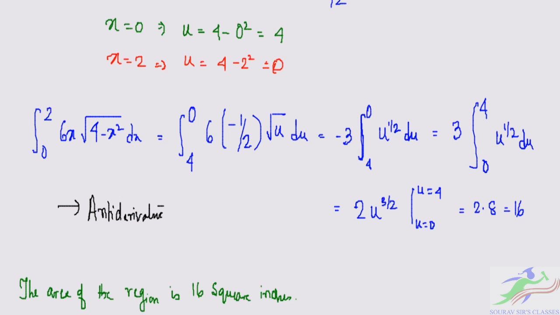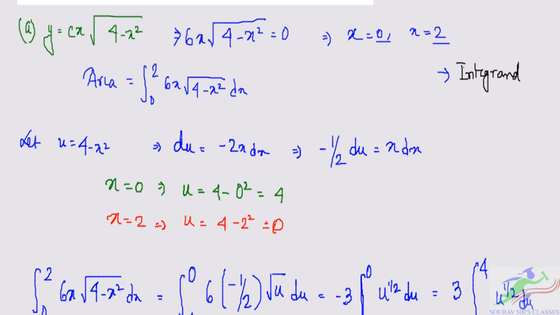For this part you can say that this is 1 point, and you have derived the antiderivative, so for this you get 1 point, and the integrand you have determined, so this is 1 point, so total 3 points over here.